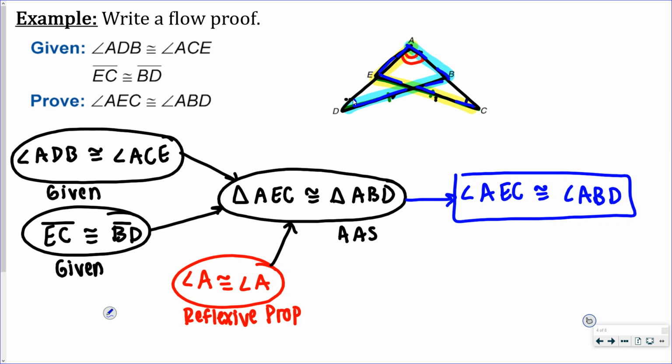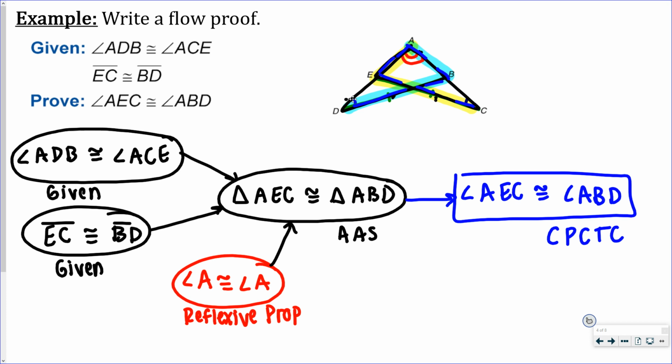Anyone remember our reasoning that says everything is congruent? CPCTC. Corresponding parts of congruent triangles are congruent. So those are corresponding angles. We know the triangles are congruent, so those are also congruent. CPCTC. That wasn't too bad. All right, our new type of proof is called a paragraph proof.